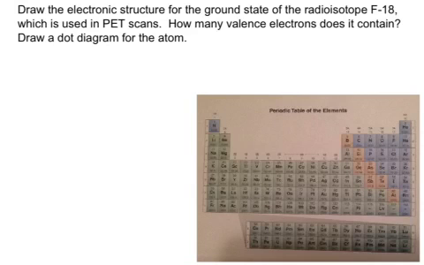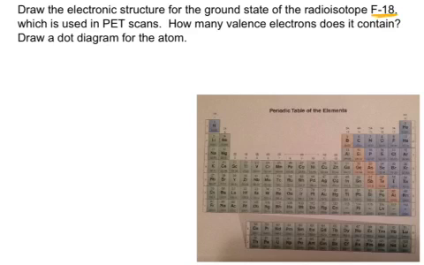In this problem, we're going to draw the electronic structure for the ground state of the radioisotope F-18, which is used in PET scans. Then we will also answer how many valence electrons it contains, and we will draw a dot diagram for the atom.